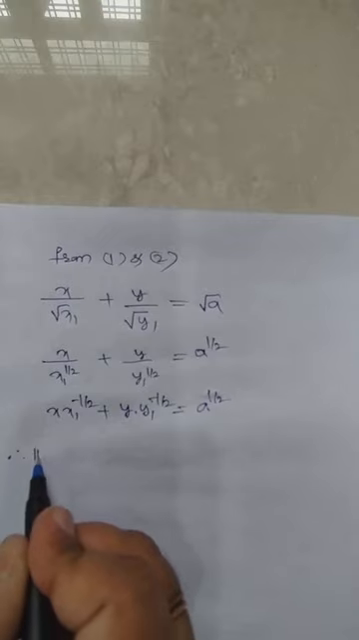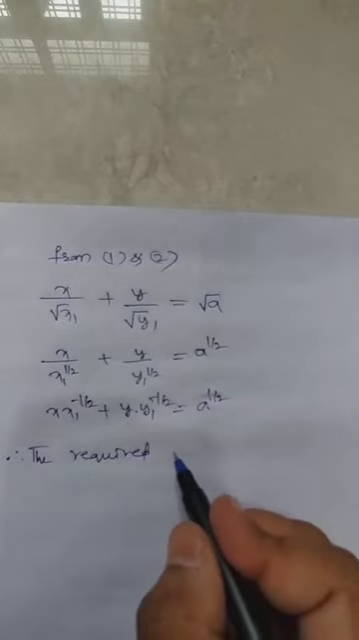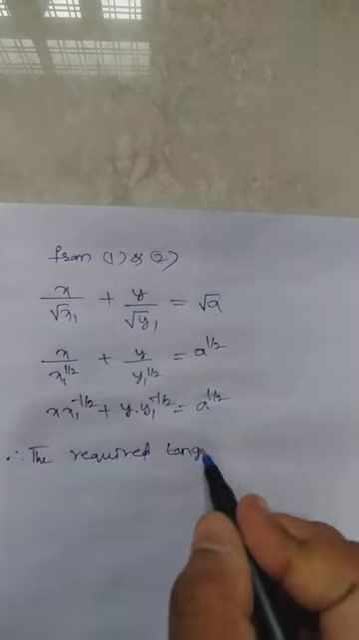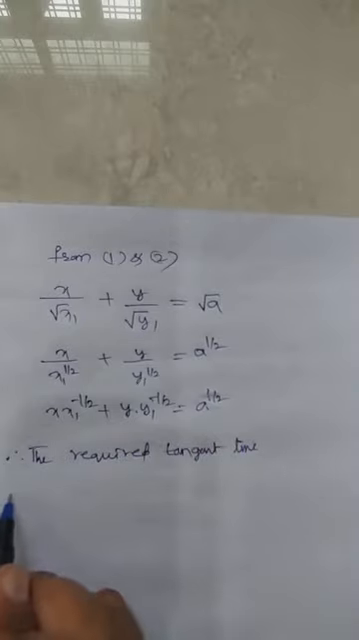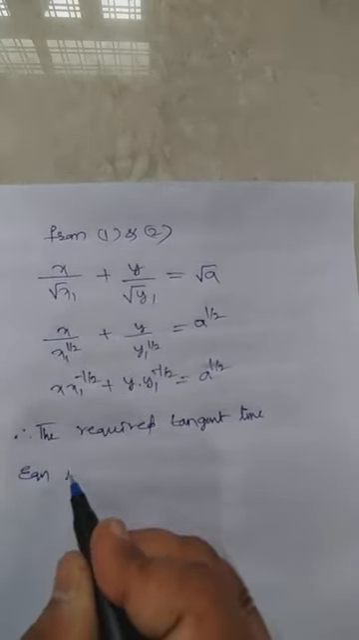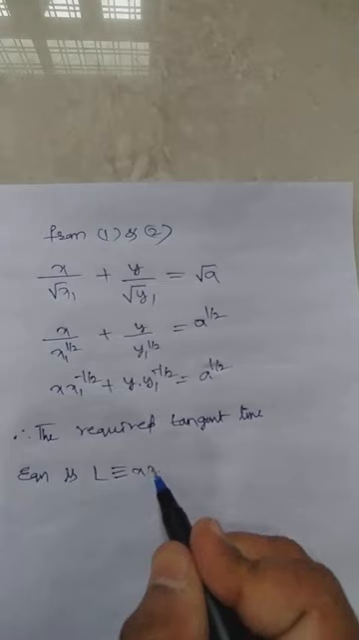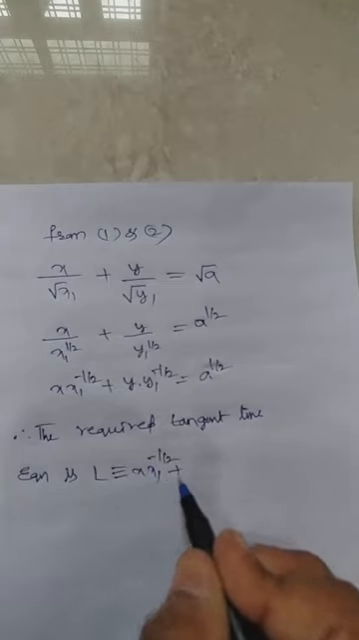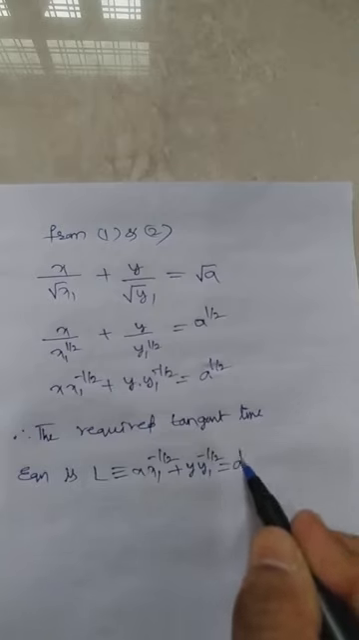Therefore, the required tangent line equation is x into x1 whole power minus 1 by 2 plus y into y1 whole power minus 1 by 2 is equal to a power 1 by 2, which is our required tangent line equation.